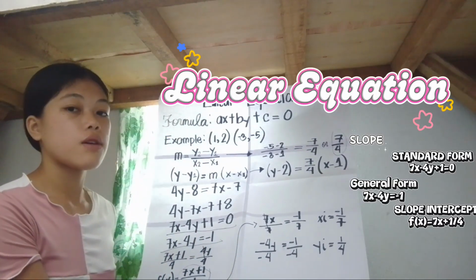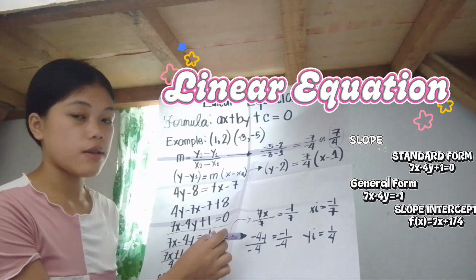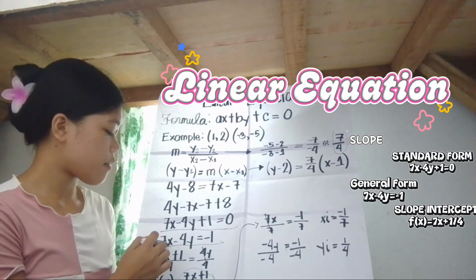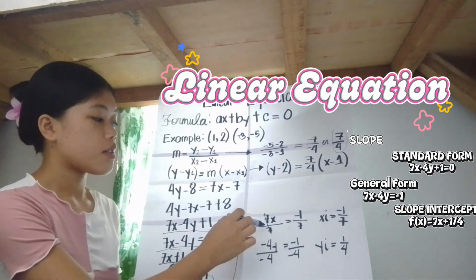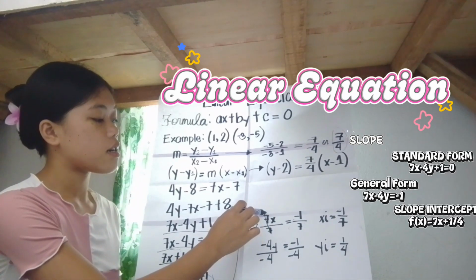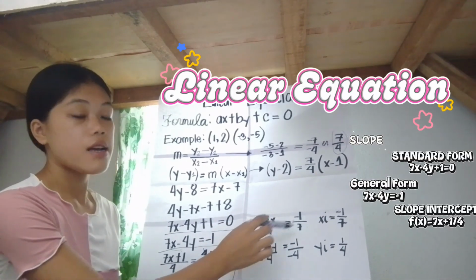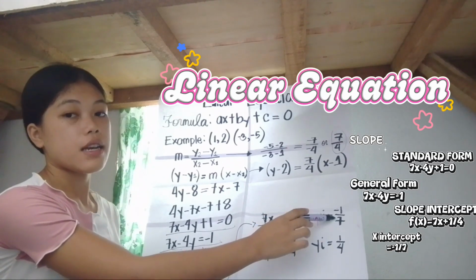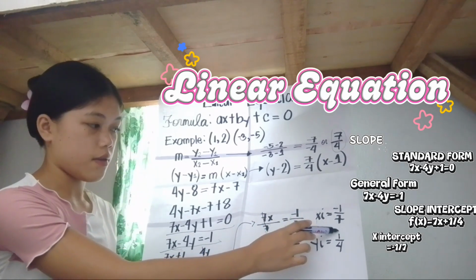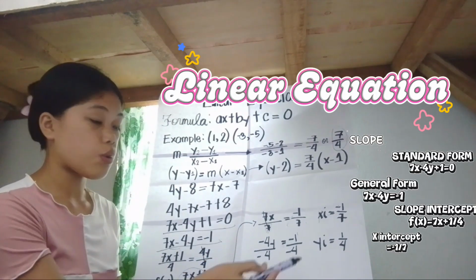Now let's go to getting our x-intercept first. We have here 7x is equal to negative 1. To make the x variable cancel out, let us divide both sides by 7. So we have x-intercept is negative 1/7.